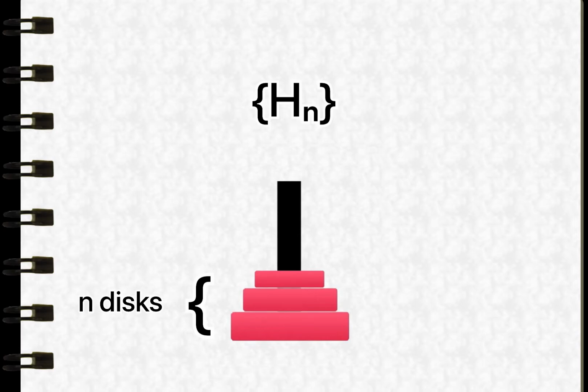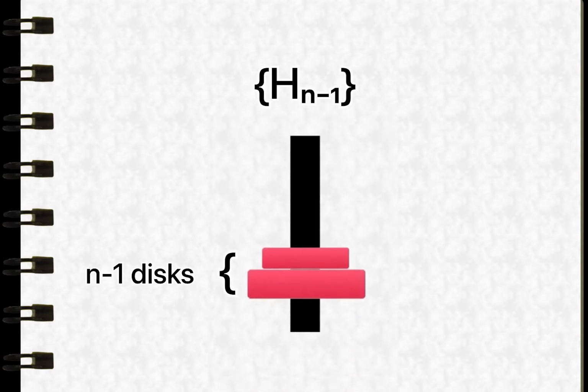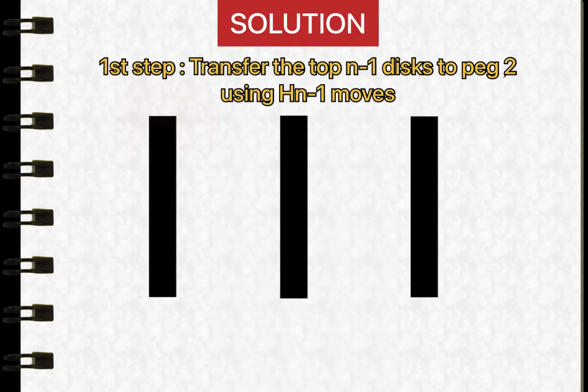Let H_n denote the number of moves needed to solve the Tower of Hanoi problem with n disks. Set up a recurrence relation for the sequence H_n. The first figure shows H_n and the second figure shows H_(n-1).